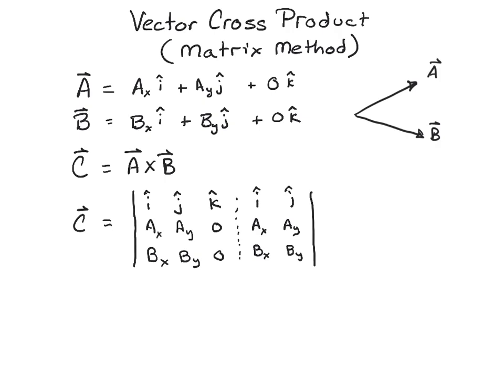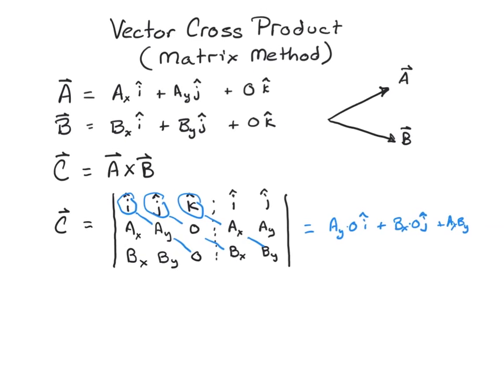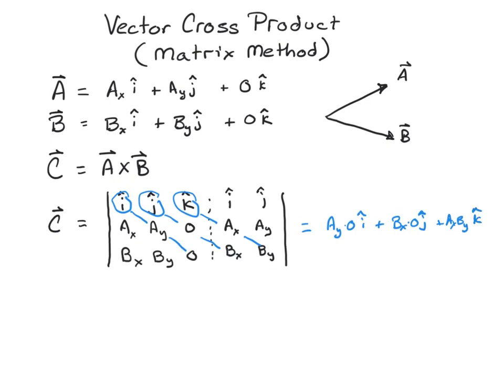And now I'll start multiplying the diagonals. So I want to multiply the I times that diagonal, the J times that diagonal, and the K times that diagonal. So just putting it over here, this is going to be AY times 0, I hat, that's obviously 0, plus BX times 0, J hat, that's also 0, and plus AX BY, and move it over a little, and that's K.